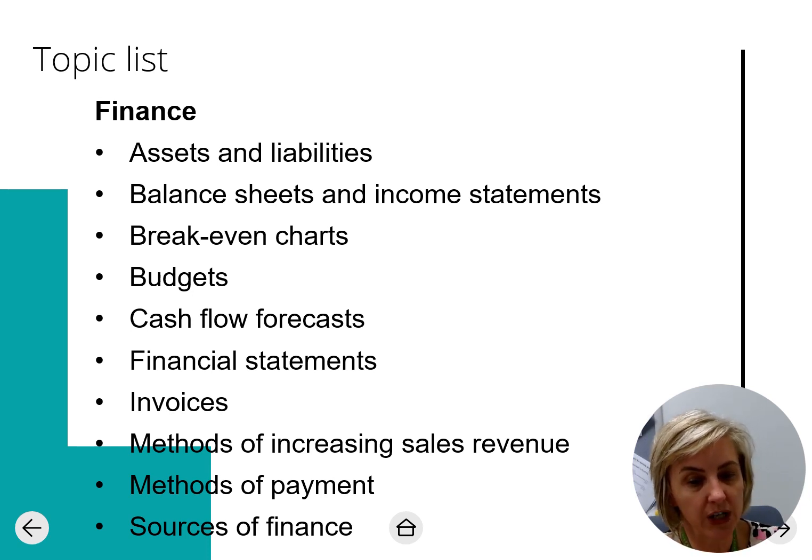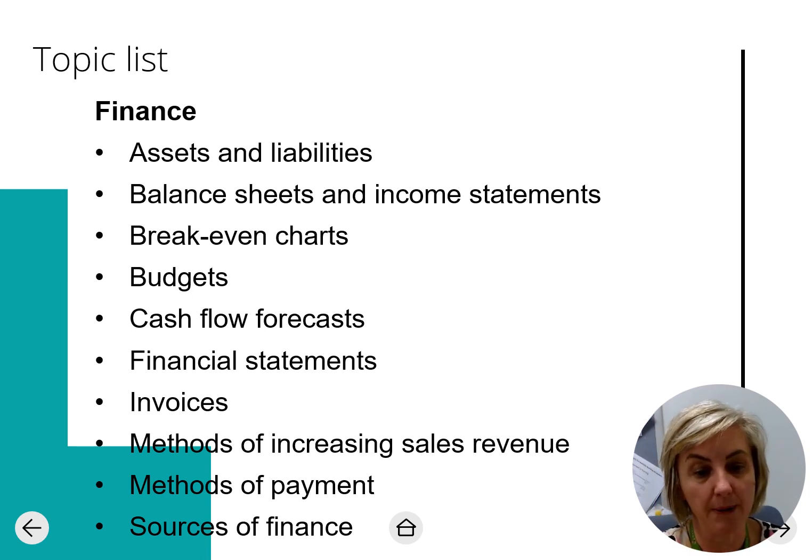Looking at financial statements at the end of the year and how the accuracy of those is really important for investors perhaps, or even for customers and lenders. Invoicing and how that process comes about for businesses, and thinking about ways in which you can increase your sales revenue, maybe by lowering your costs or indeed increasing your sales price.